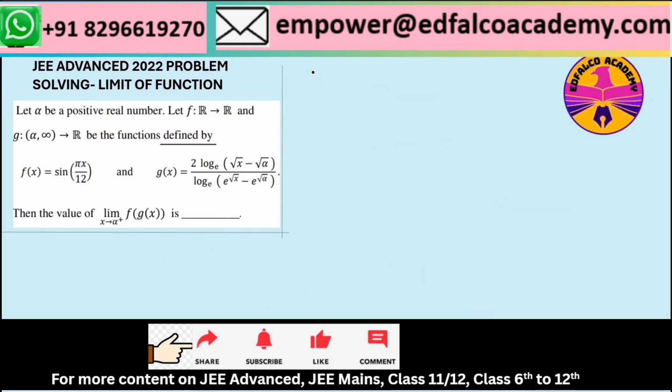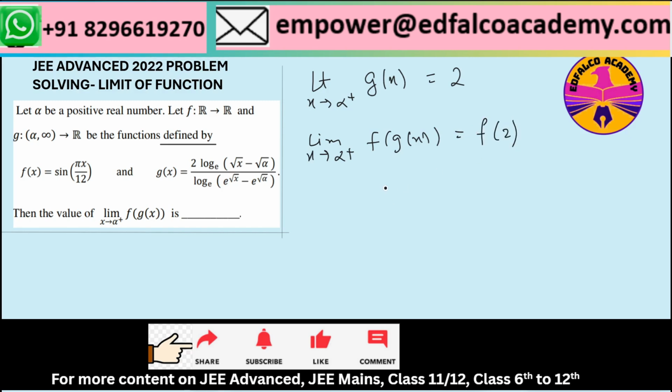So now we know that limit as x is tending to alpha plus of g of x is equal to 2. Now we have to find limit as x is tending to alpha plus of f of g of x, which means f at 2, right? So f at 2 is nothing but sine of pi x, which will become sine of pi into 2 by 12, which is nothing but sine of pi by 6, which will give me 1 by 2, and that is the answer for this question, 1 by 2.